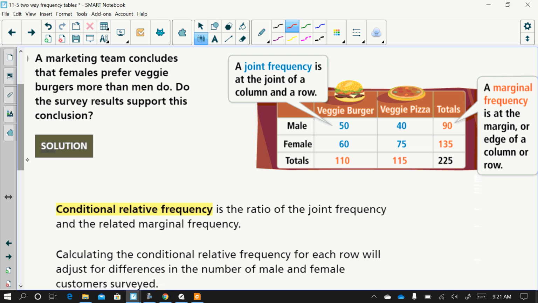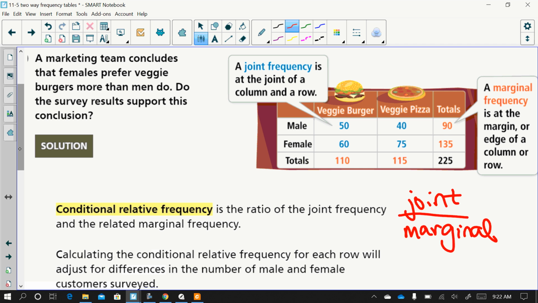So what we do here is we look at something called the conditional relative frequency. Okay, conditional relative frequency is the ratio of the joint frequency and the related marginal frequency. So to do this, we do the joint divided by the marginal. Now a lot of people want to look at this and say, oh, more females liked it because we had more total number of females. However, it's 60 out of 110. So you need to really look at the percents here.